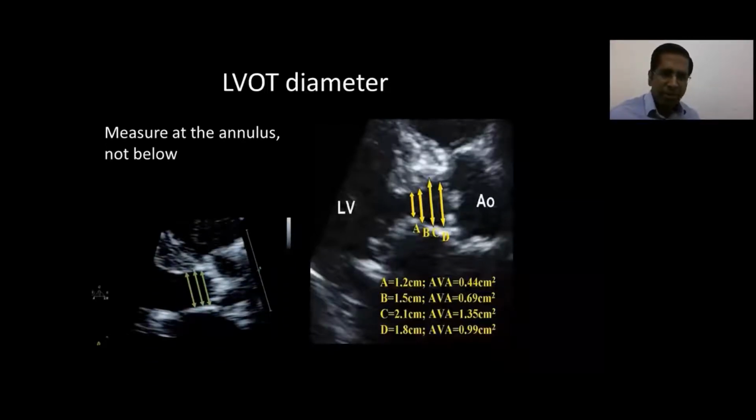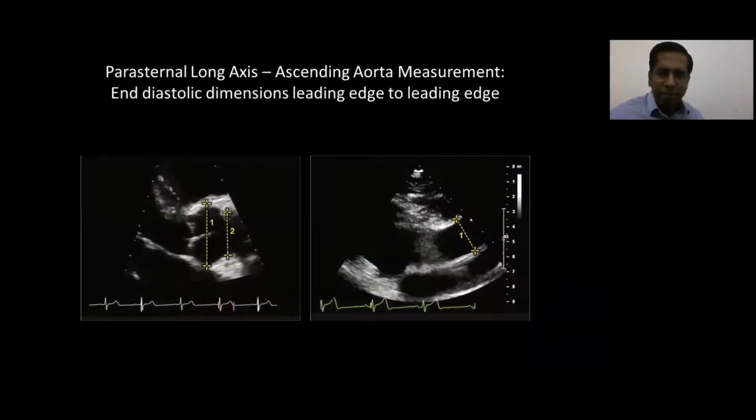So what I have just shown is an ideal situation in a normal patient where you have a nice box-shaped rectangular LVOT, wherein all these diameters would be fairly the same. But that may not be the case in a given patient where you actually need the LVOT diameter. So that is about measurement of the aortic annulus and LVOT.